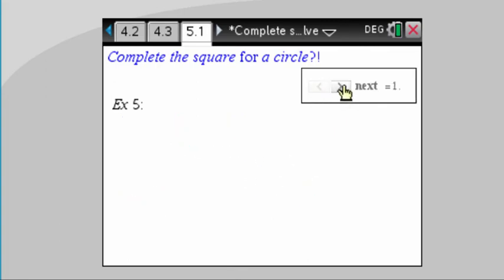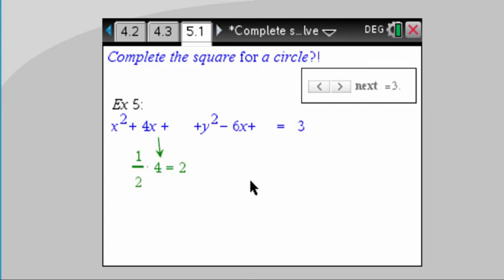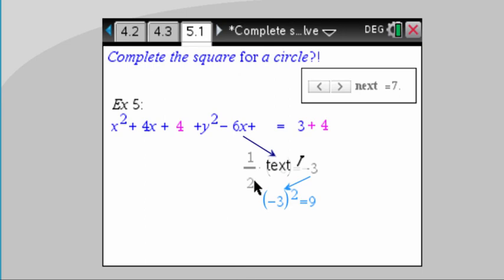Darn it. Okay, so here's an equation for a circle, but I don't have the center and the radius. Half of 4 is 2. 2 squared is 4. Add 4 to both sides. Half of -6 is -3. Square it. Add 9 to both sides.